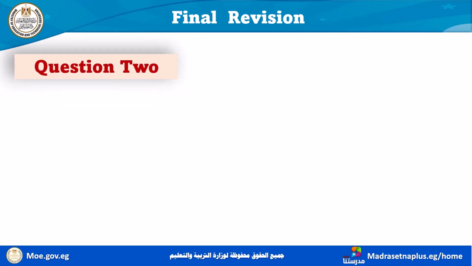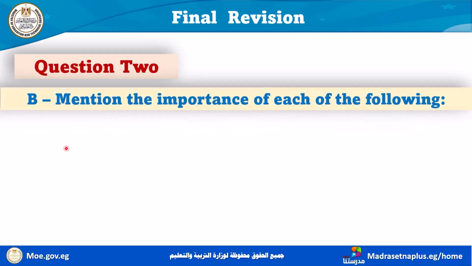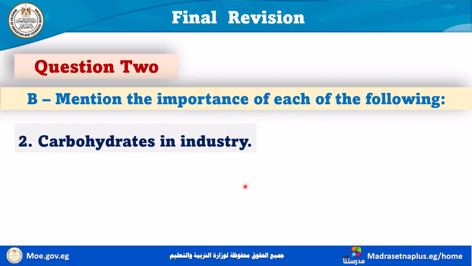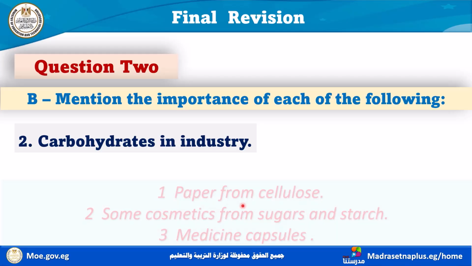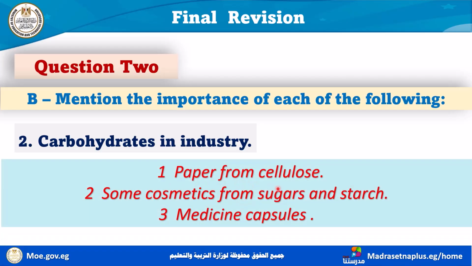Question 2. Mention the importance of each of the following. Number 2. Carbohydrates in industry. What is the importance of carbohydrates in industry? Of course, there are numerous industries that depend on carbohydrates, like paper from cellulose, some cosmetics from sugar and starch, and medicine capsules.